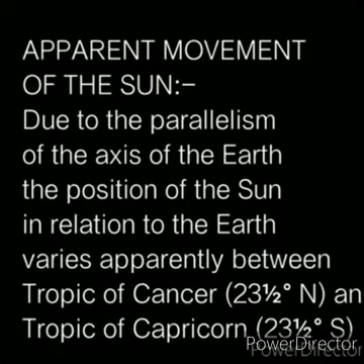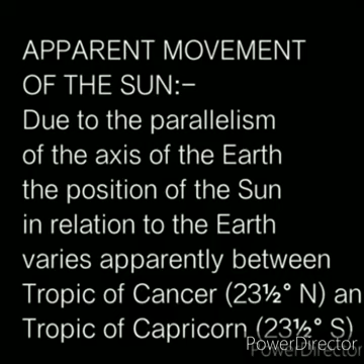Due to the parallelism of the Earth's axis, the position of the Sun in relation to the Earth varies apparently between Tropic of Cancer and Tropic of Capricorn. This phenomena is known as the apparent movement of the Sun. Movement of the Sun we feel so because the sunlight vertically reaches between Tropic of Cancer, that is 23.5 degree north, and the Capricorn 23.5 south.